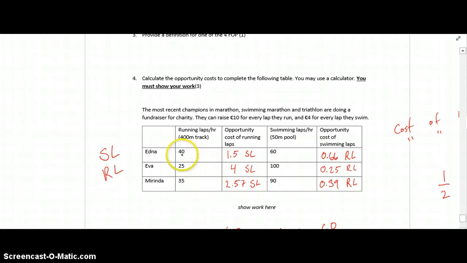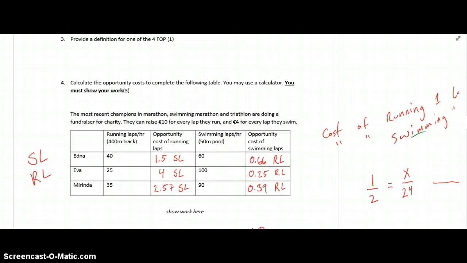So, when I run 40 laps, I give up the ability to swim 60. But when we talk about opportunity cost, we always want to be talking in terms of one. When I run one lap, it makes me give up the ability to swim 1.5 laps. Now that might seem weird because Edna's the best runner and not the best swimmer, so how come she can run more laps than she can swim? Well, it's a 400 meter track versus a 50 meter pool, so obviously we're talking on a different scale. So those are the right answers there.